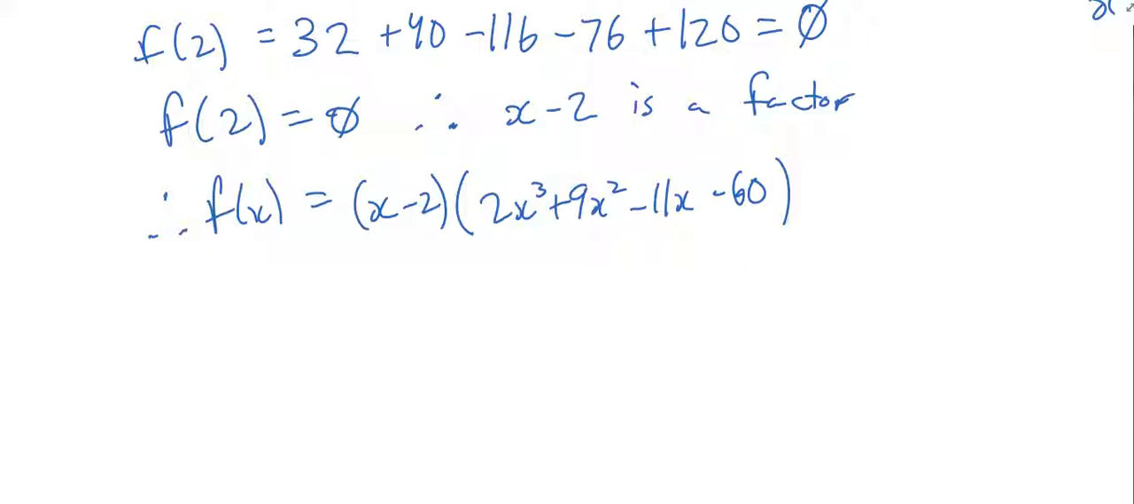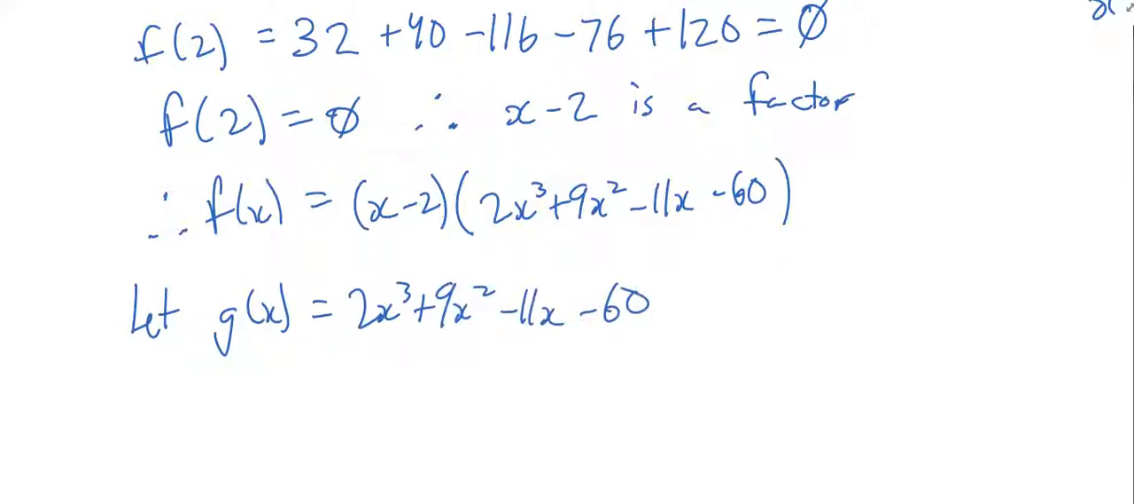This also means that the quotient is also a factor? Yeah, for sure. Okay, then we go let g at x equal 2x cubed plus 9x squared minus 11x minus 60. Because what am I doing now? I'm looking for, which is that thing, right? Because we're not done. We have to factor fully. So we got to keep going.